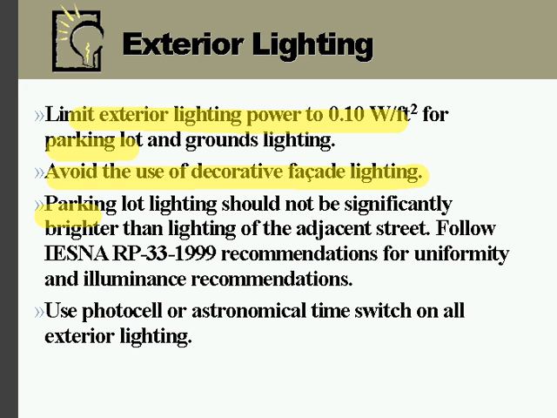Parking lot lighting shouldn't be significantly brighter than the adjacent street. Also, we don't want to create an adaptation problem. If the lighting in the surrounding areas is low, if you create a very bright environment, it will create adaptation problems when people move between those two spaces. So try to keep the levels close to what the surrounding areas are. Of course, use photocells or astronomical time switches to control the electric lights. We don't need those on during the daytime. When it's sunny, we want to get those turned off.